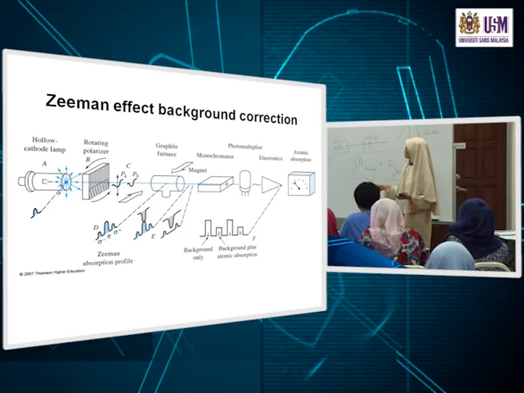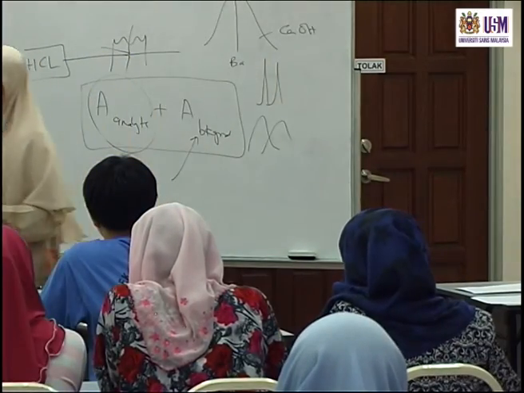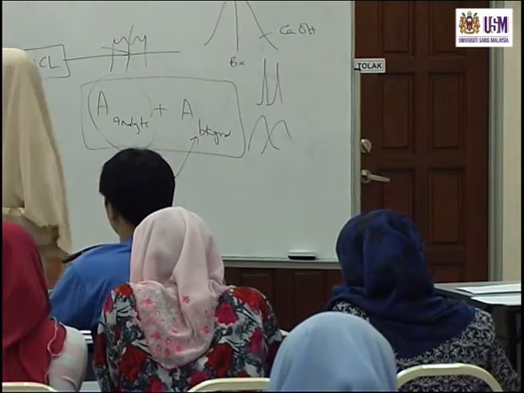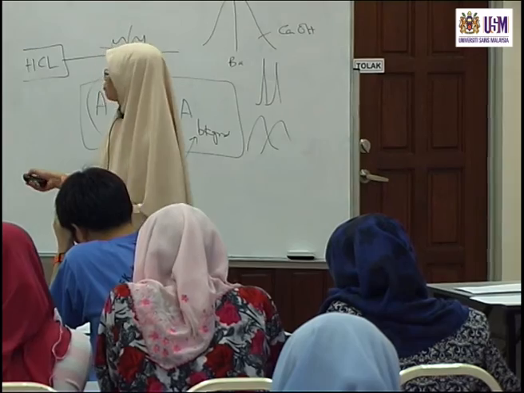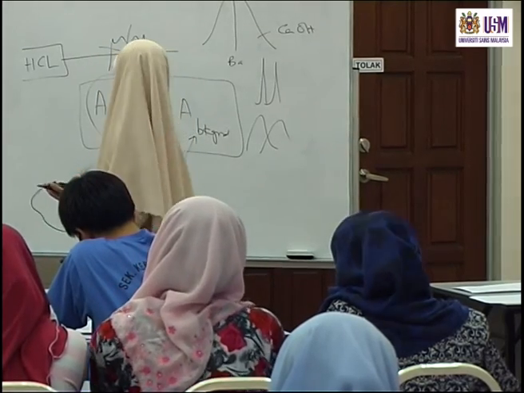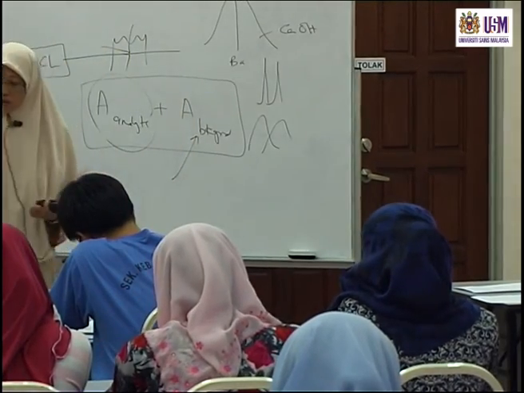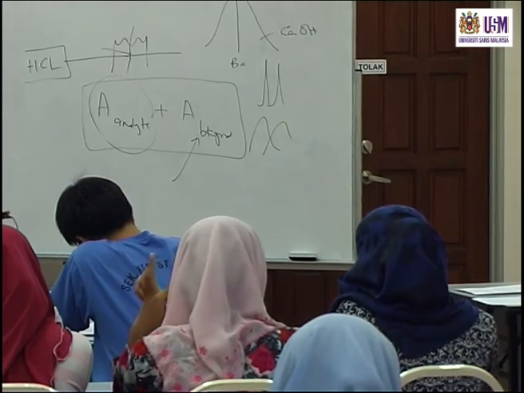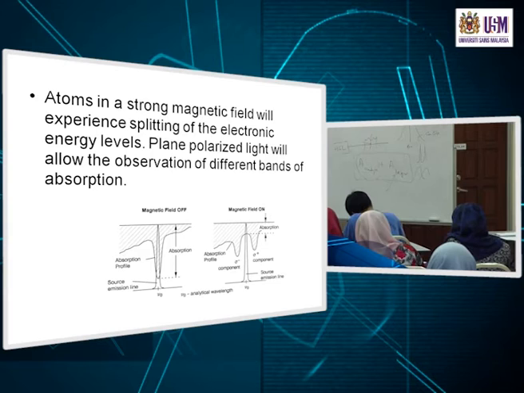So when the magnetic field is on, what do we estimate? Background. And from the two, subtracting this from this, this minus this will give you A analyte. Same thing, except that because you now use this magnetic field in the instrument, it becomes a more expensive piece of equipment.